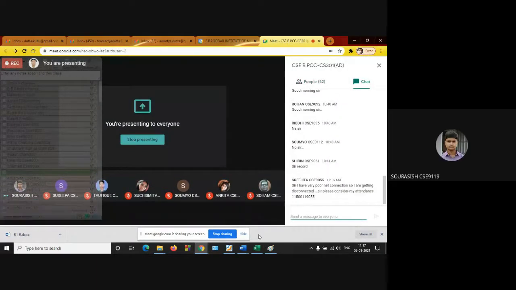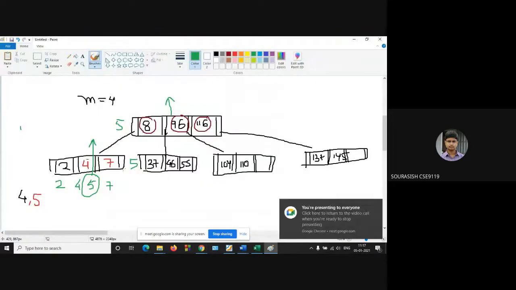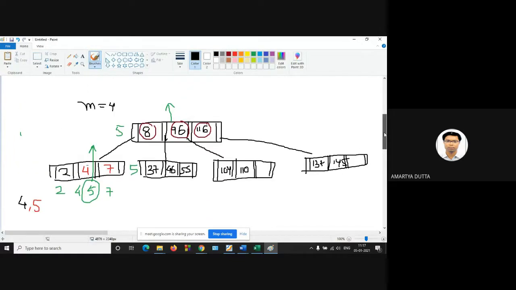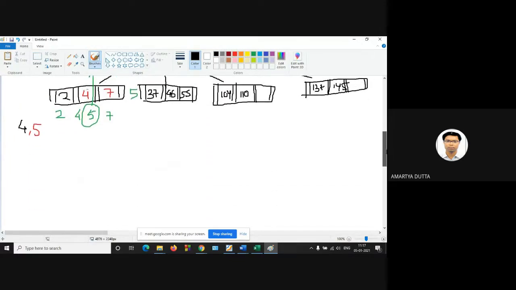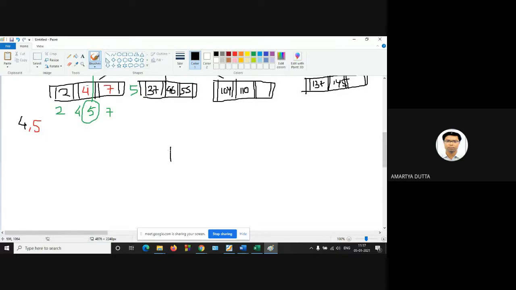So can you tell what the tree should be after this? Okay, so you have to draw this. 96 is the root. Then 1, 2, 3, and this is your 4. So 96 now becomes the root.